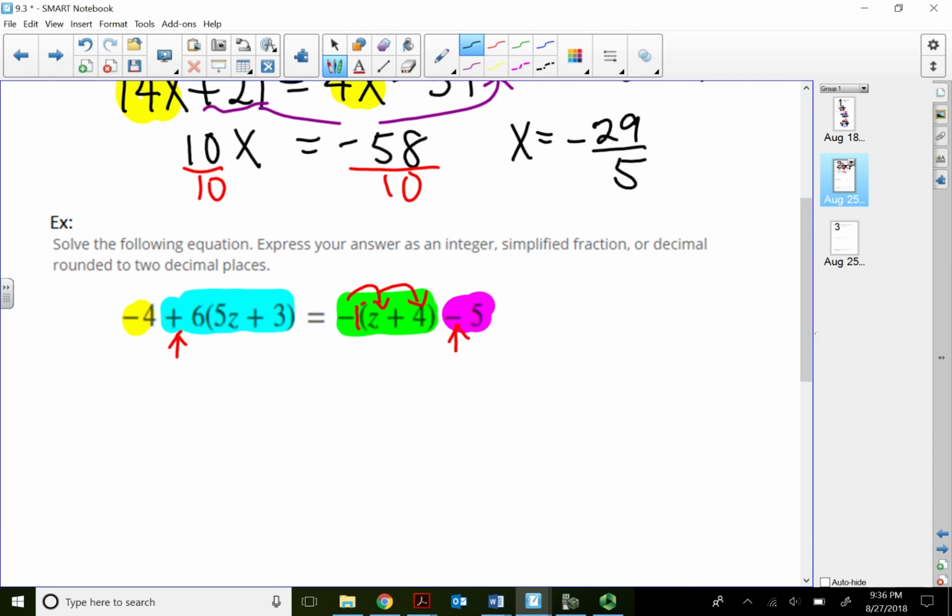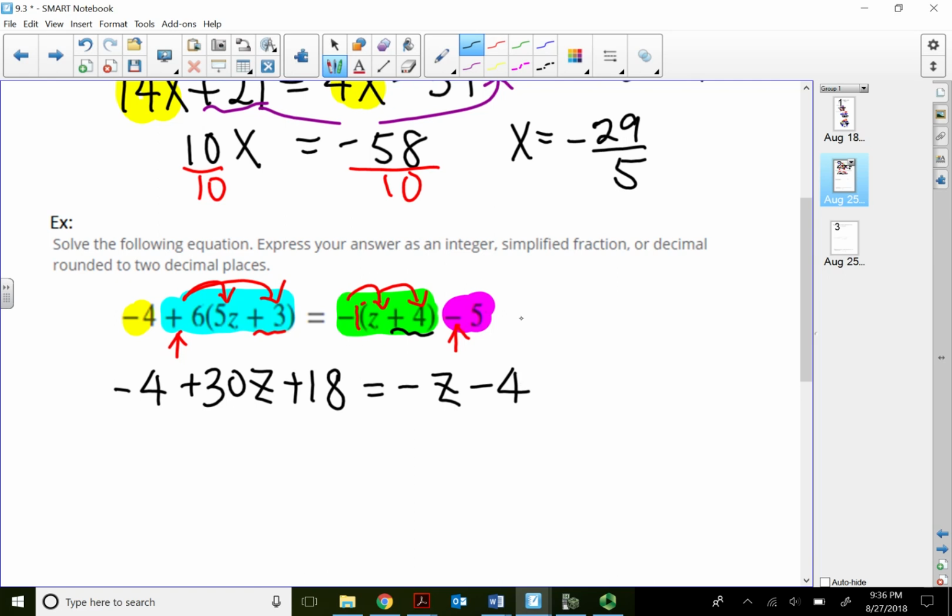So first term, don't change, still negative 4. Second term has parentheses. Let's distribute. 6 times 5z, positive 6 times 5z, positive 30z. Then we say positive 6 times positive 3, that will give me positive 18. Equal sign in the middle. All right, my third term, negative 1 times z, negative 1z, or you can say negative z. Negative 1 times positive 4, that will be negative 4. All right, the fourth term in the equation is still negative 5, so it's still there.